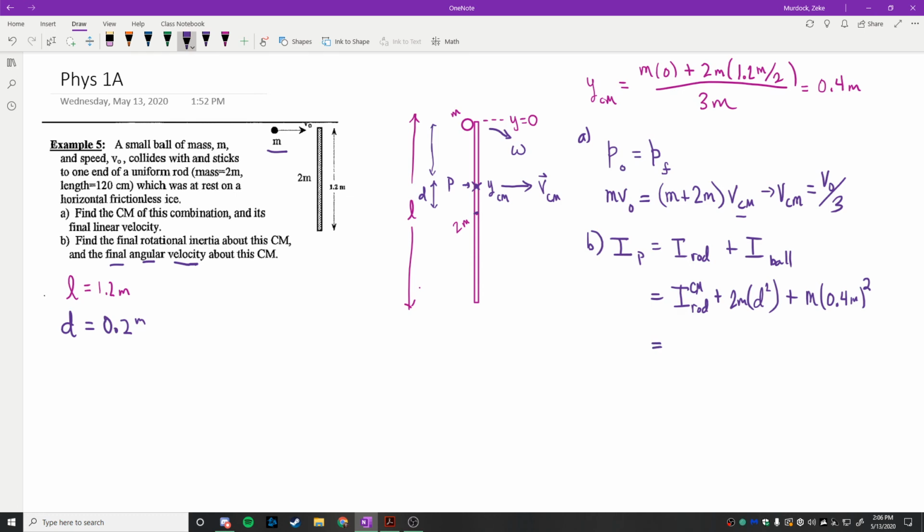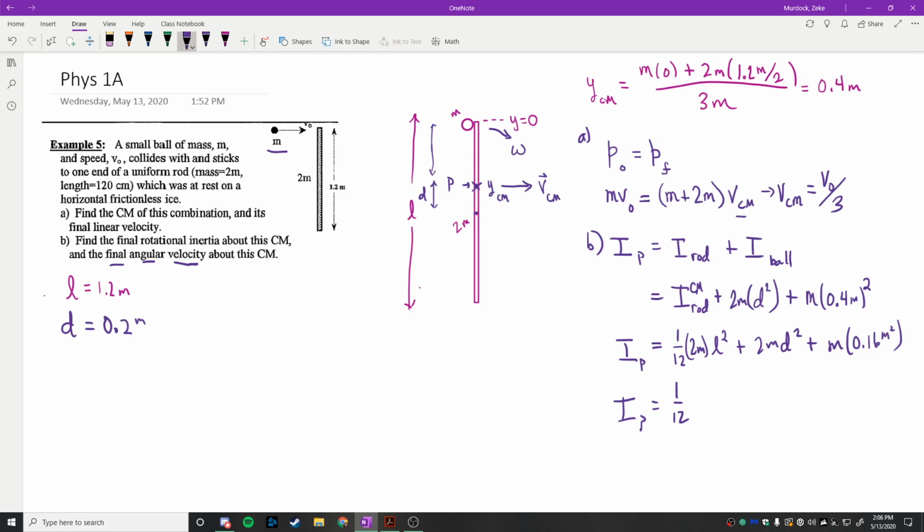Plugging everything in, the moment of inertia of a rod about its center of mass is 1 over 12, the mass of the rod, which is 2m, times the length of the rod squared. Then plus all this stuff, 2m d squared plus m times 0.4 squared, which is going to be 0.16. And then if we plug in all the numbers now, we should get an answer. So 1 over 12.